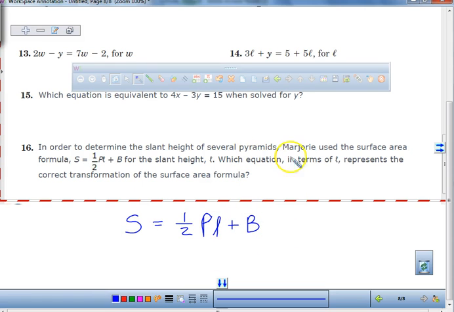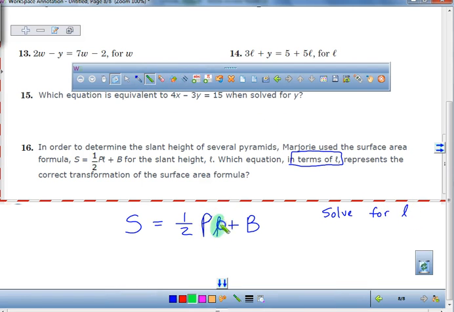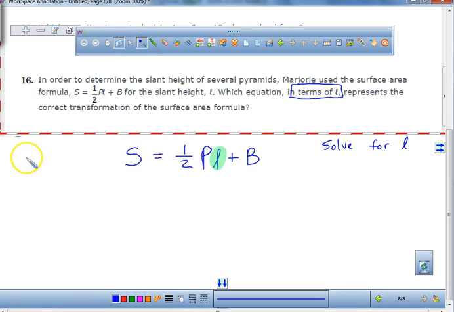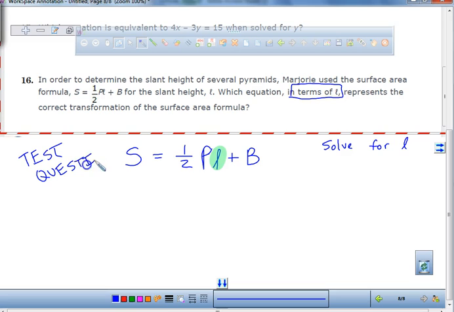Okay? Now what we're going to do is solve for L. I want you to write in your journal: write down this formula and say solve for L. And then I'm going to highlight the L, so we're solving for it, okay? All right, I'm going to write over the test question. This is what a test question will look like, okay? Maybe if you put it in bold letters, it'll pop out in your journal.